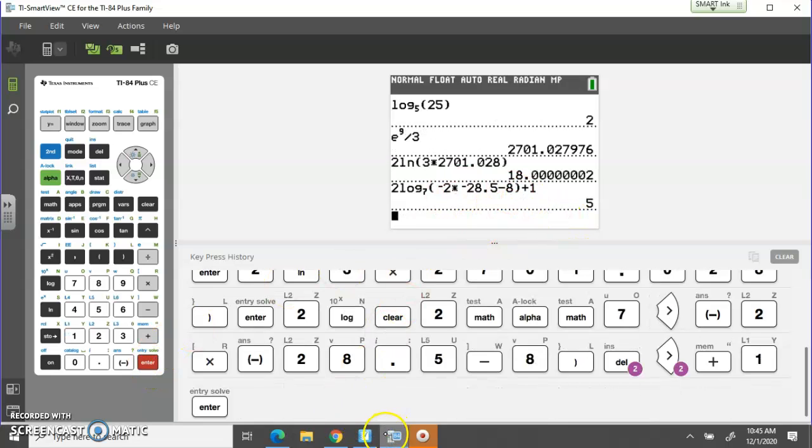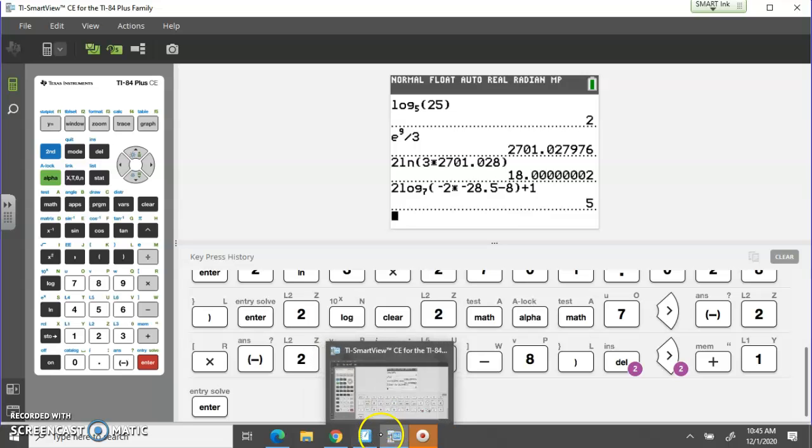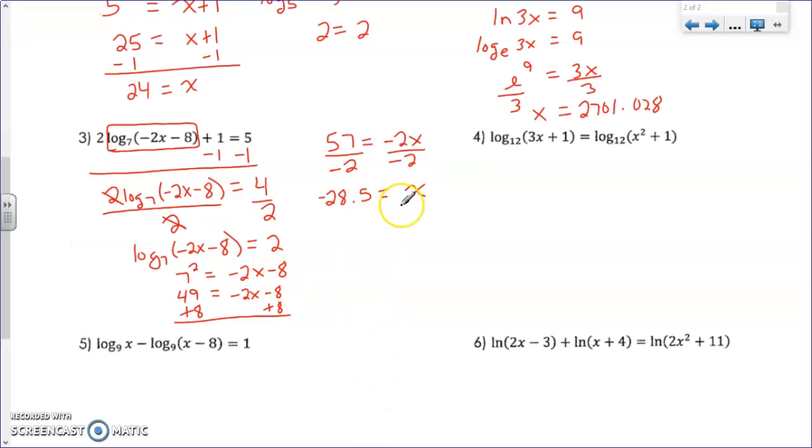Now you're going to want to check it because you may get an extraneous solution, which is a solution you get, but it's not a real solution. Okay, here, just like exponents, if your bases are the same, you can drop the base and keep the exponents because these are considered the exponents. So you just get 3x plus 1 equals x squared plus 1.